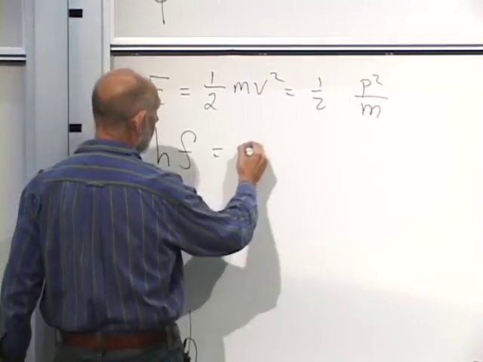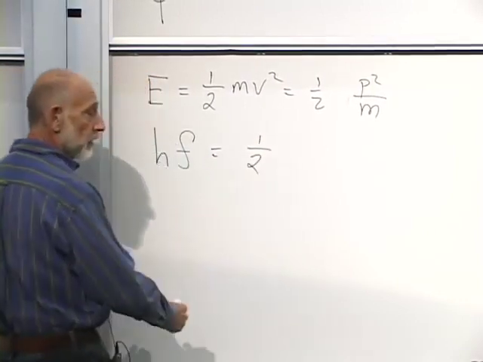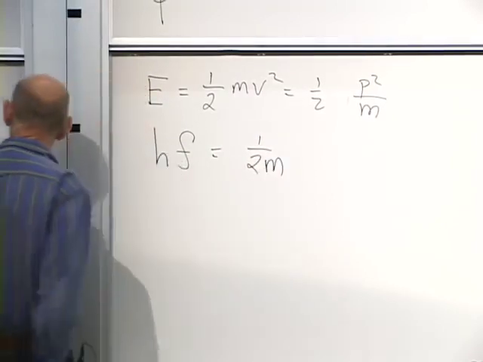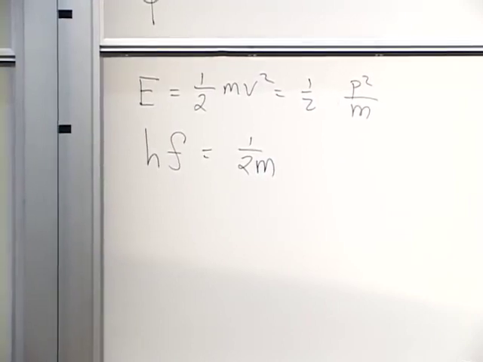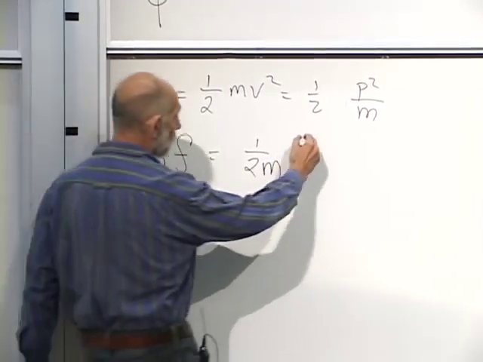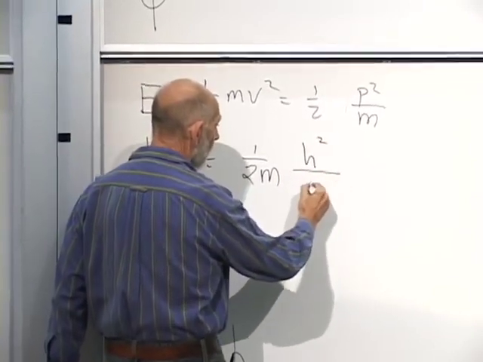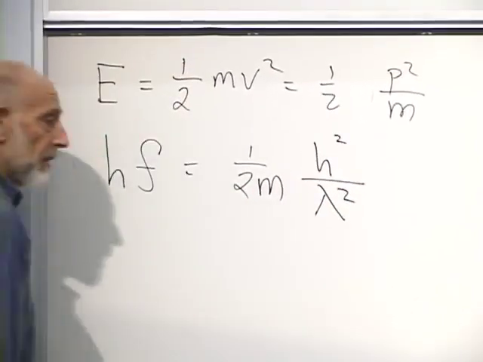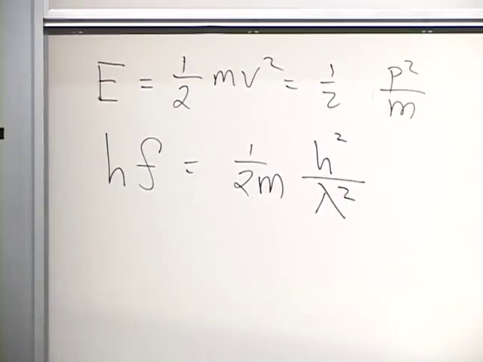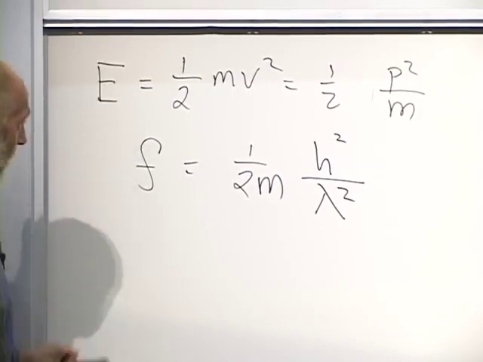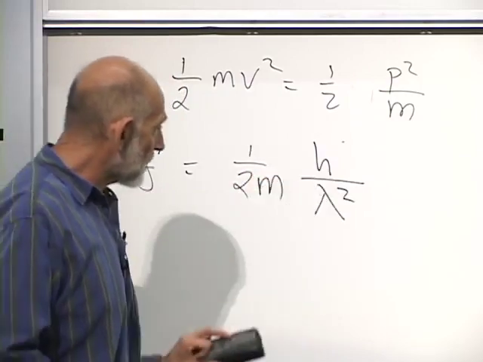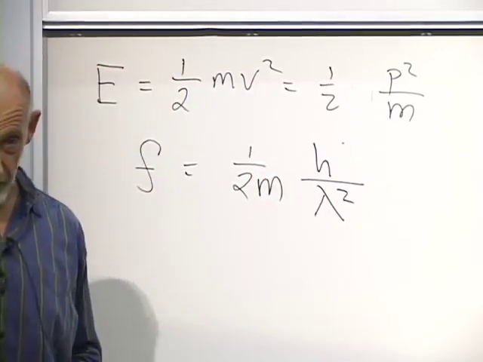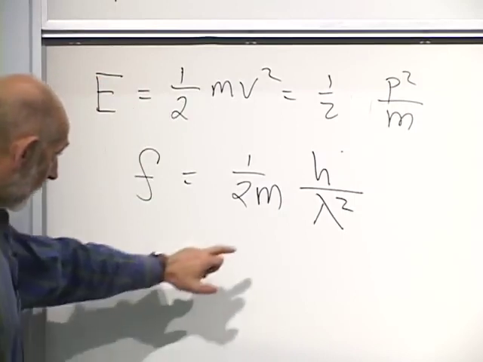On the right-hand side, we have 1/2. Let's put the m downstairs. And what about the momentum? The momentum is h divided by lambda. So that's h squared over lambda squared. And we can divide this equation by h, and we find that the frequency is 1/2m times Planck's constant divided by the square, this time, of the wavelength.